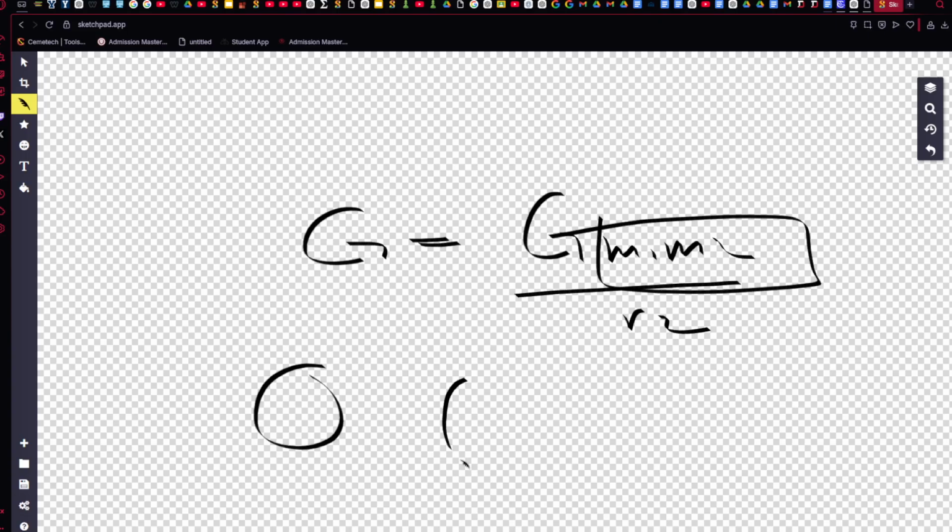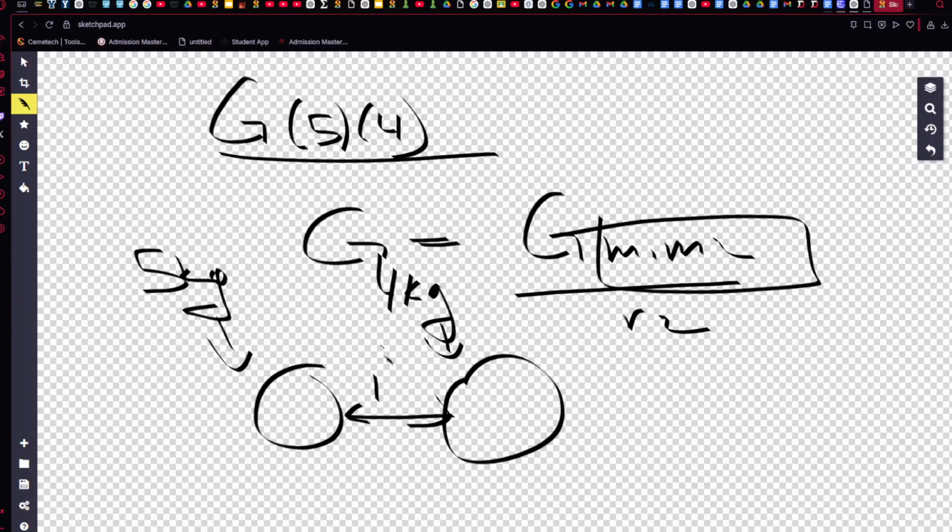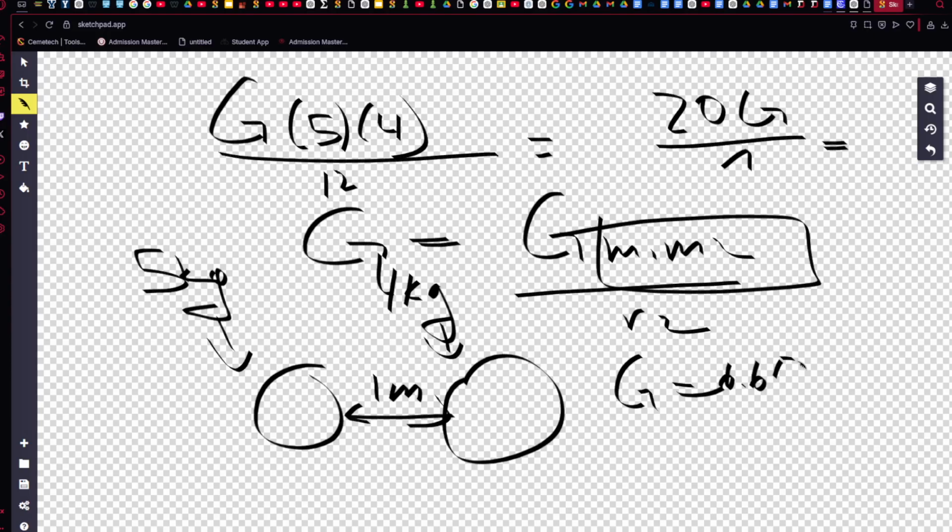So let's say we have the Earth here, which is 5 kilograms, which is definitely a heavy estimation, and this is 4 kilograms. That means the gravitational force is G times 5 times 4 divided by R squared. Let's say that they're separated by a distance of 1 meter, which is highly unrealistic, but it's a generalization. This is 20G divided by 1. And what is G? G is just a constant, which stands for 6.674 times 10 to the negative 11.